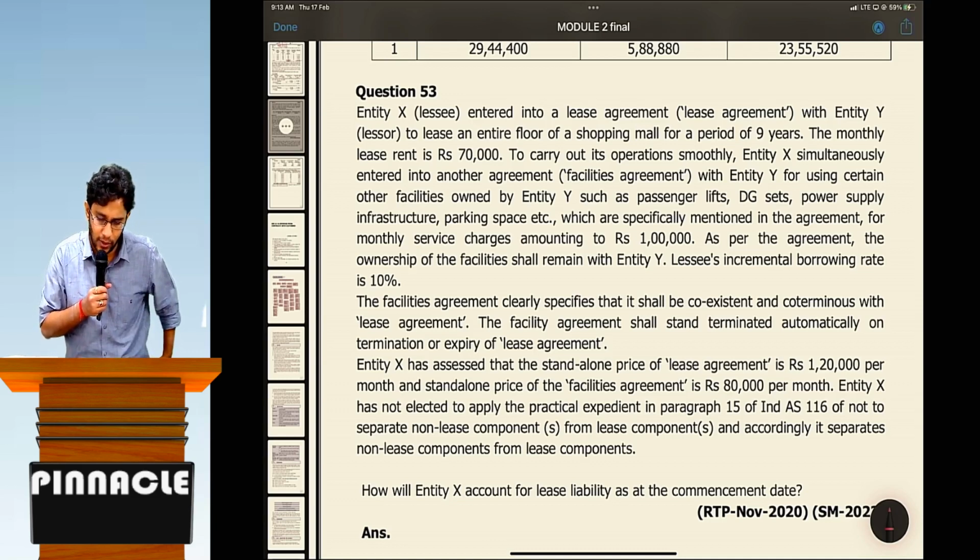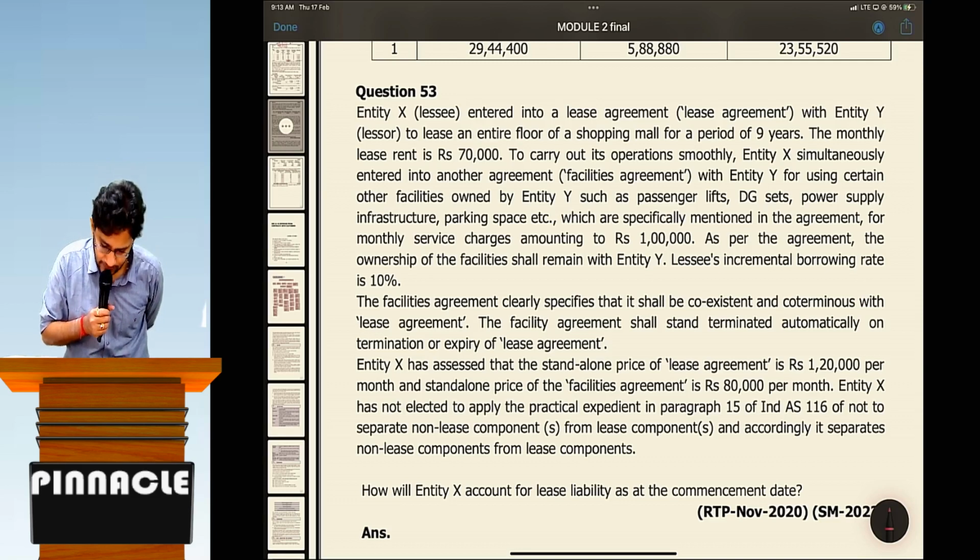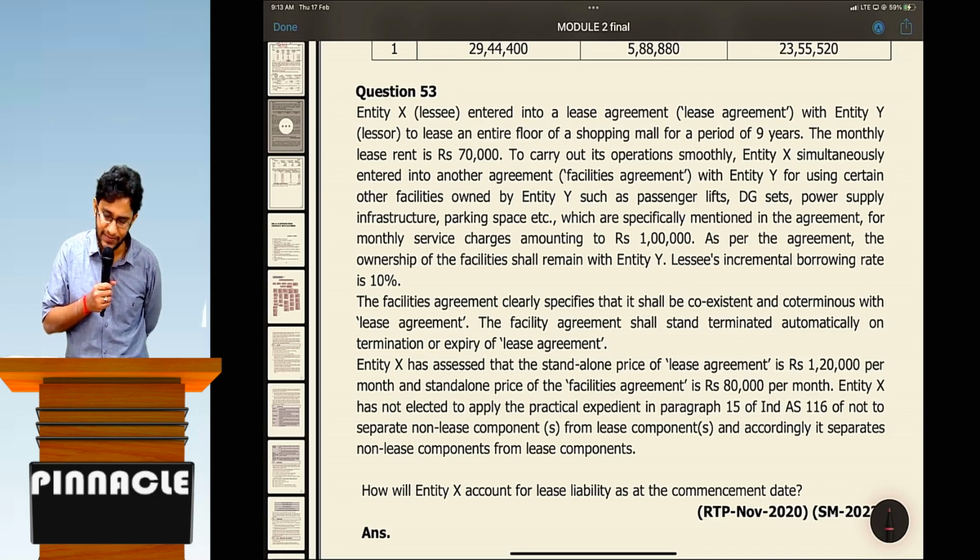To carry out its operations smoothly, entity X simultaneously entered into another agreement, which is a facilities agreement with entity Y, for using certain facilities owned by entity Y, such as passenger lift, diesel generator set, power supply infrastructure, parking, etc., which are specifically mentioned in the agreement, for a monthly service charge amounting to 1 lakh.